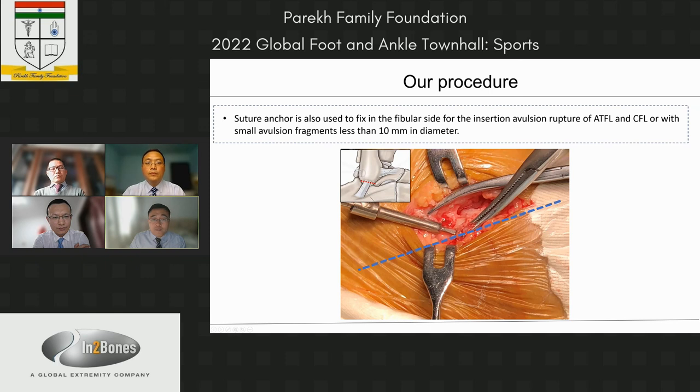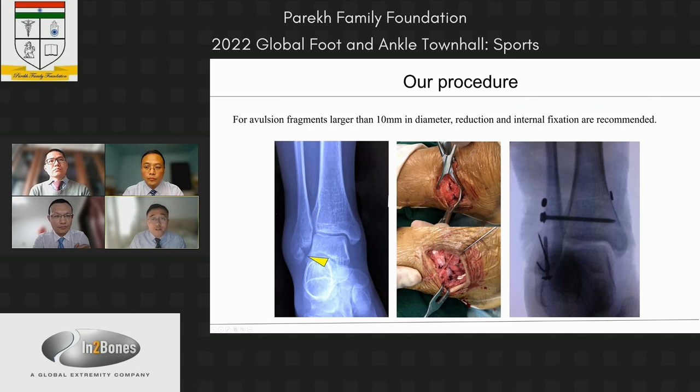For the fibular side rupture of the ATFL or CFL, a suture anchor is also used. Sometimes with small avulsion fragments, if less than 10 millimeters in diameter, we can debride the fragment and then use the suture anchor to fix the ruptured ligament. For avulsion fragments larger than 10 millimeters, reduction and internal fixation are recommended. We can see that this case has a large avulsion of the distal fibula with rotation, so we should reduce it and internally fix the avulsion fragment with a K-wire and a screw. Then the injured syndesmosis could be fixed with a screw and a button.